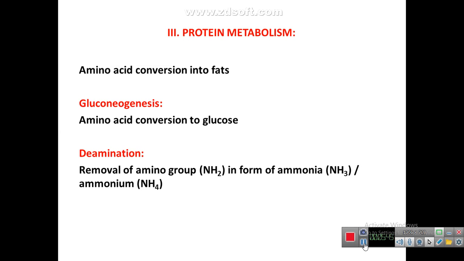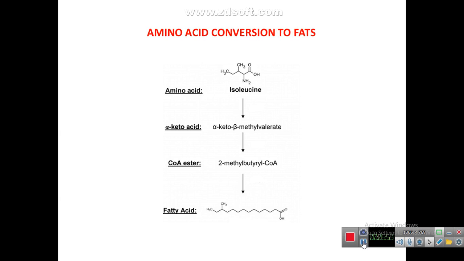Third function, protein metabolism. The amino acid can be converted into fats. If many amino acids are present, they can be converted into fats. This is the amino acid conversion to fat. The amino acid isoleucine can be converted into a compound known as alpha keto beta methyl valerate, which can be converted into 2-methyl butyryl coenzyme A, which is finally converted into fatty acid. So this is the conversion of amino acid to fatty acid or fats.